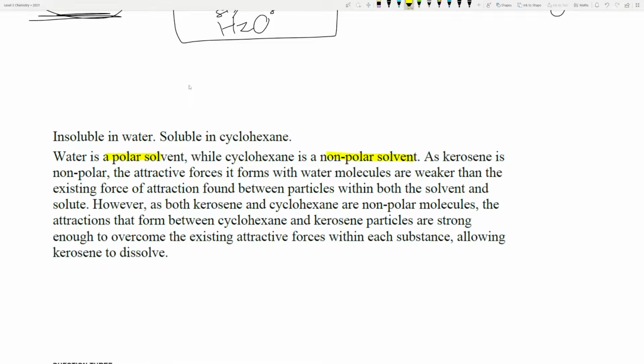The really important thing here, guys, first of all, is to identify the polarity of the solvents. Here, the attractive force it forms with water molecules is weaker than the existing force of attraction. So it's just saying the interaction between the solvent, which is the water and the water, and the solute, which is the kerosene.